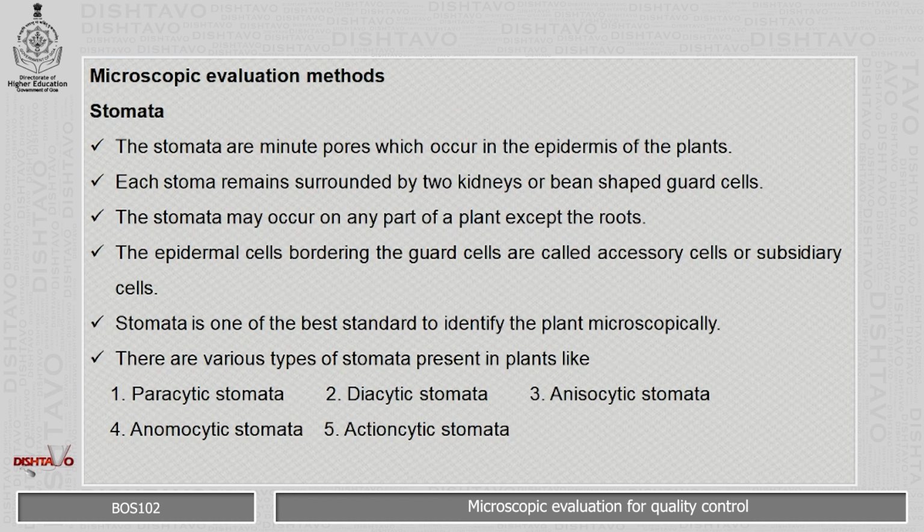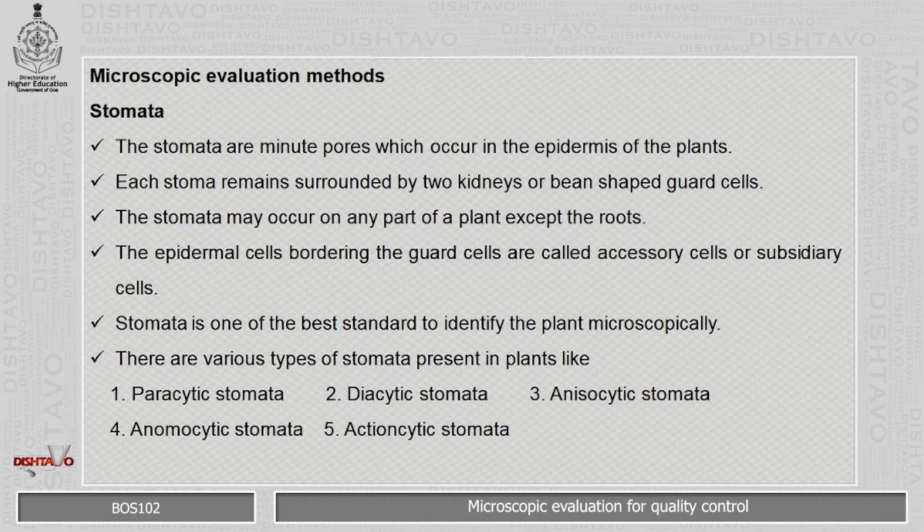Now let us see which are the various microscopic evaluation methods. First one is stomata. Everybody knows what stomata are. The stomata are minute pores which occur in the epidermis of the plant cell. Epidermis is the outermost layer of the plant cell. Each stoma here remains surrounded by 2 kidney-shaped or bean-shaped guard cells. The stomata may occur on any part of the plant except the roots.